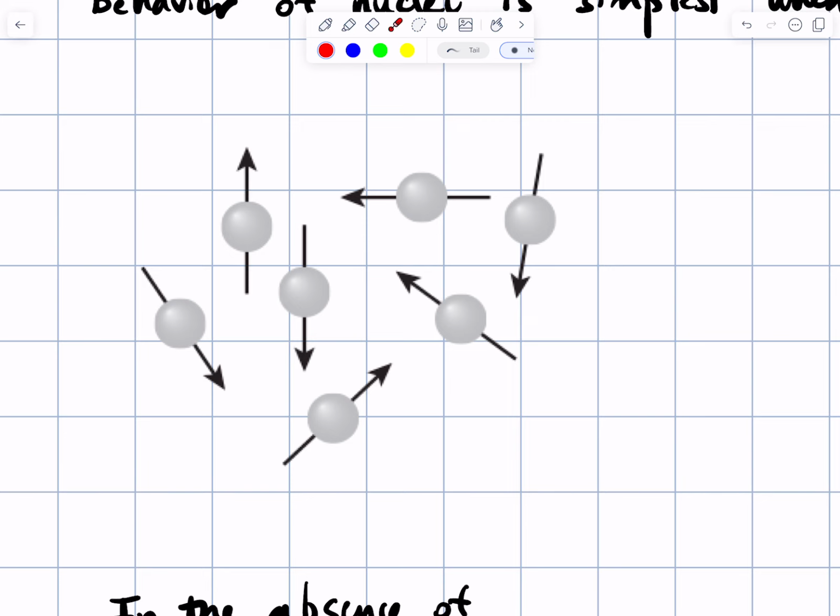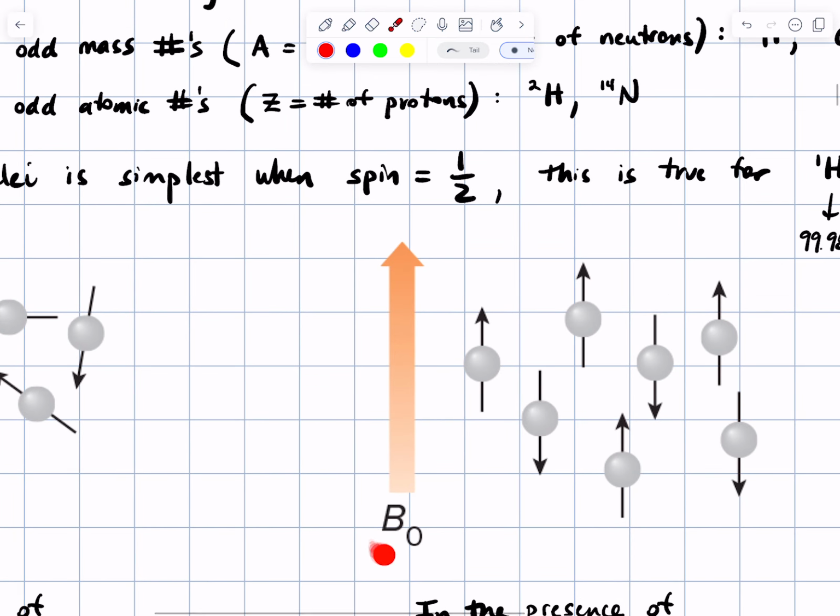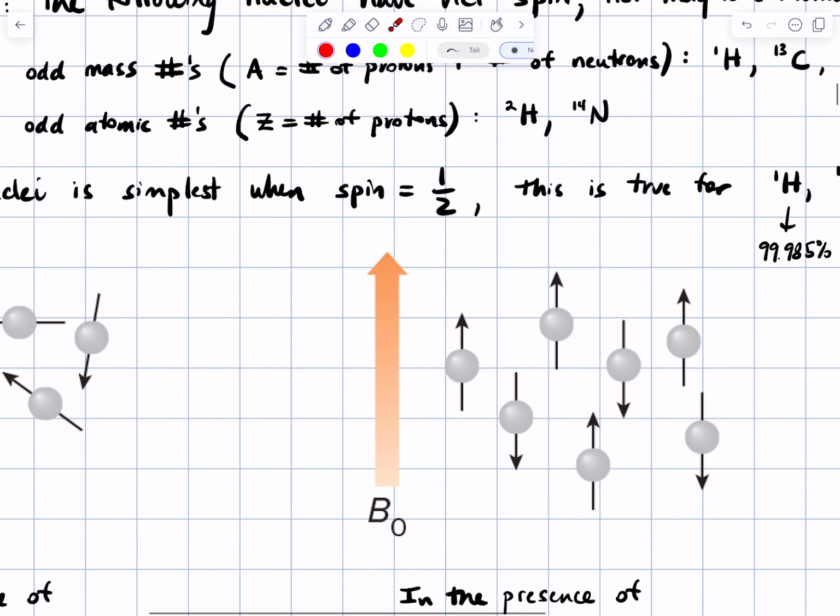But when you apply an external magnetic field, and if the field is strong enough, we're using B naught from physics to indicate an external magnetic field that we apply. A magnetic field is a vector, it's in this direction. There are two states that an individual nucleus can adopt. It can either align itself with the magnetic field or against the magnetic field. Either of those options is okay. Being aligned with the field is slightly lower in energy than being aligned against the magnetic field.